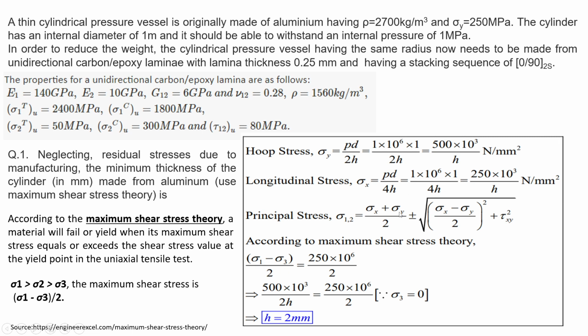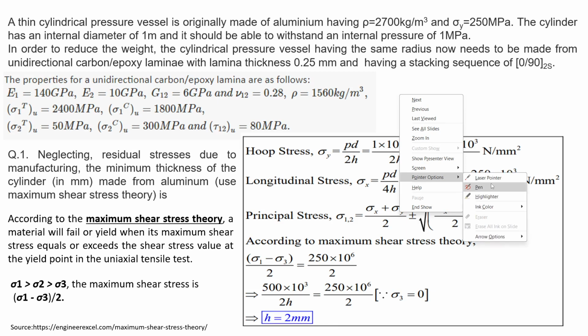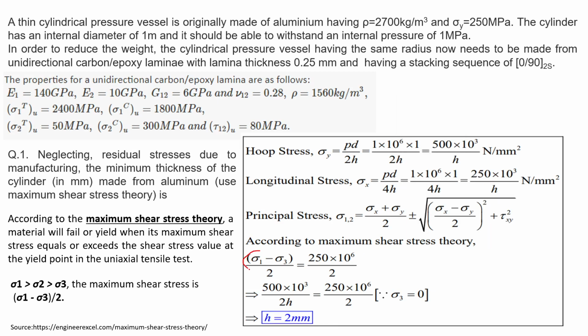And when we put it here, sigma 1 value we put as 500 into 10 to the power 3 by h, and sigma 2 is already here, minus sigma 3 which is equal to 0. So this should be equal to the hoop stress. The hoop stress value is already known to us. So by equating these two, the original hoop stress and the hoop stress according to the maximum shear stress theory, we will get the thickness for the aluminium pressure vessel.